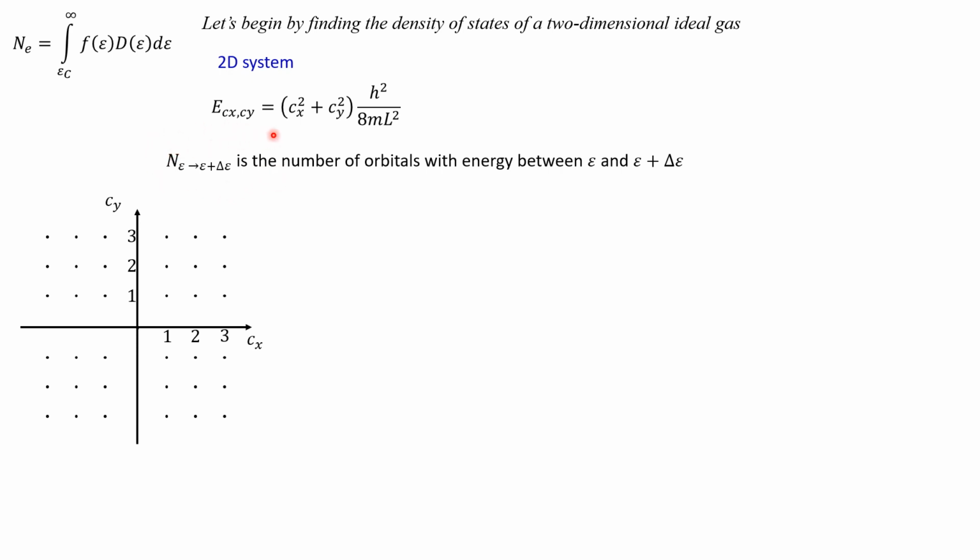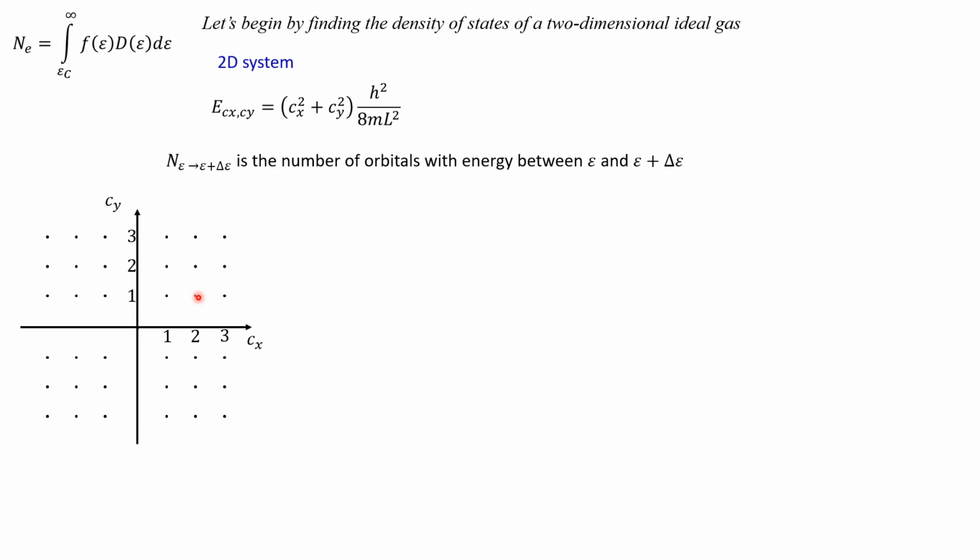Now, since each orbital is specified by a given combination of natural numbers Cx, Cy, we could represent each orbital in a plot of Cx against Cy, placing a point in every possible combination of natural numbers. So this point here represents the orbital 1, 1, this point represents the orbital 1, 2, this point represents the orbital 2, 1, this point represents the orbital 2, 2, and so on.